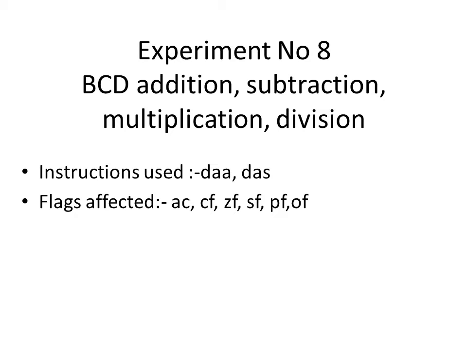The instructions that we have for BCD type arithmetic are: one is DAA, decimal adjust accumulator after addition, and the other is DAS, decimal adjust after subtraction. Flags will get affected. Those affected by these BCD instructions are the six conditional flags: auxiliary carry flag AC, carry flag, zero flag, sign flag, parity flag, and overflow flag.